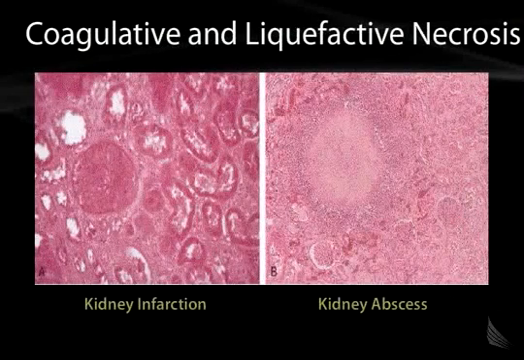So here's the difference, a microscopic picture of coagulative versus liquefactive necrosis. On the left, you can see a kidney infarction. This is coagulative necrosis. You can still see cellular structures. You can still see the outlines of cells. But notice that none of these cells have nuclei. And so that's the hallmark of coagulative necrosis. On the other hand, in this kidney abscess, you can no longer see any cell borders. You can no longer see any structure. The tissue has been completely digested. And that's the hallmark of liquefactive necrosis.